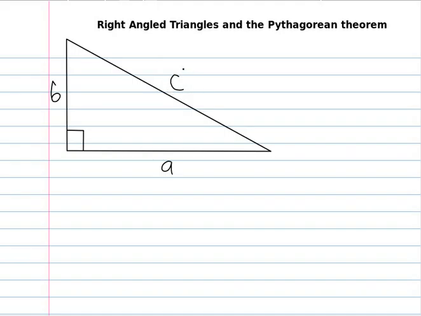So the Pythagorean theorem states that the square of the hypotenuse is equal to the sum of the squares of the adjacent sides. Now that sounds like a bit of a mouthful, but it's probably easier expressed mathematically as this. The square of the hypotenuse is equal to the sum of the squares of the adjacent sides. And that's pretty much all there is to the Pythagorean theorem.